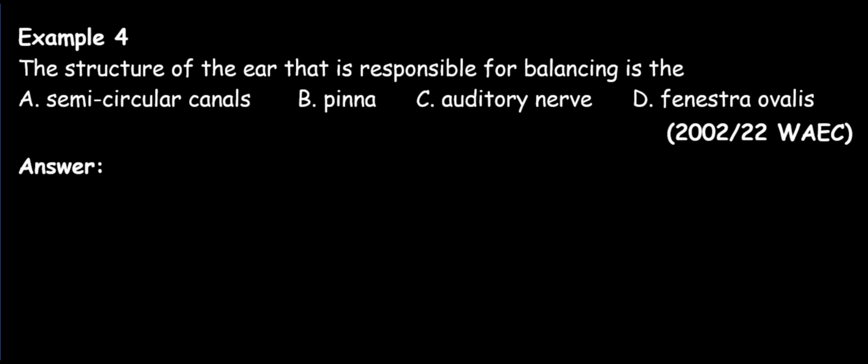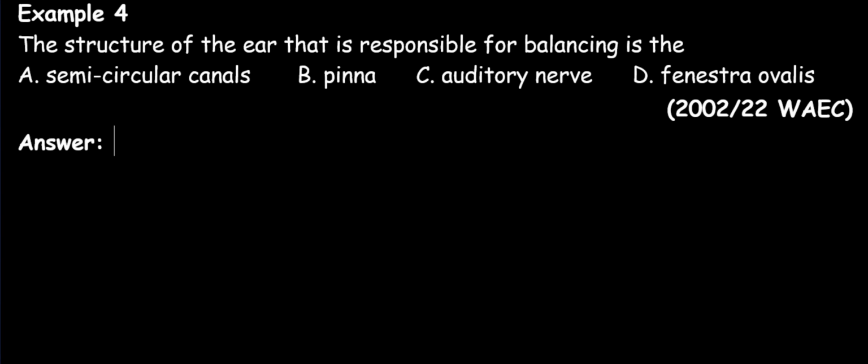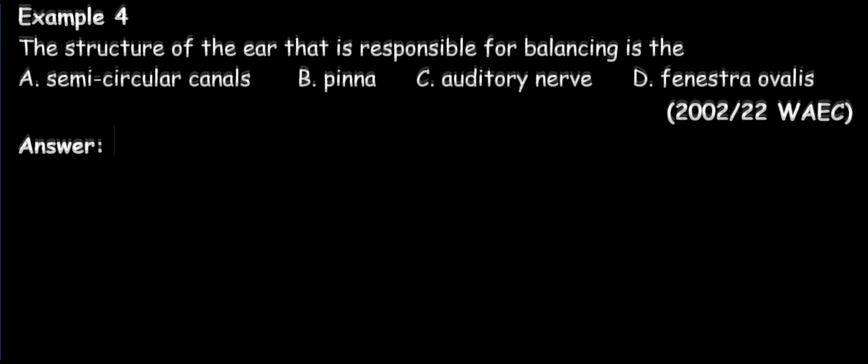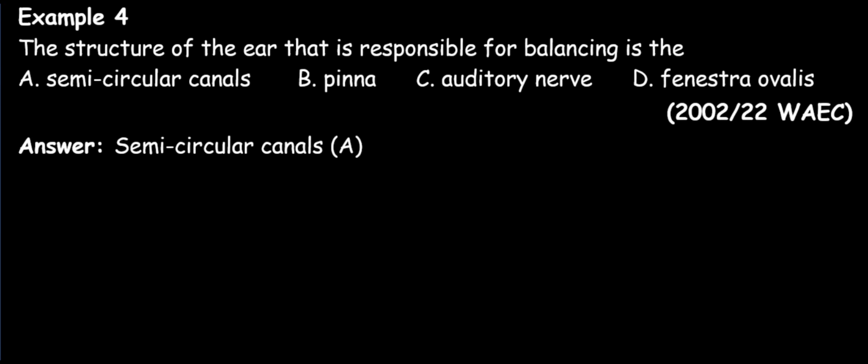The next question says the structure of the ear that is responsible for balancing is the A, semicircular canal, B, pinna, C, auditory nerve, D, fenestra ovalis. The answer to this question is A. The semicircular canals are structures responsible for balancing. They do the function alongside the utriculus and sacculus.